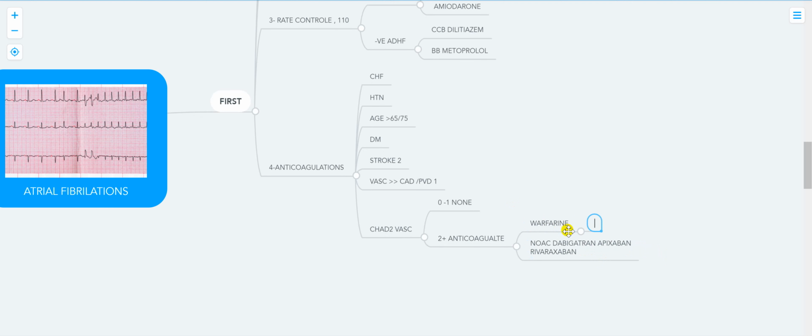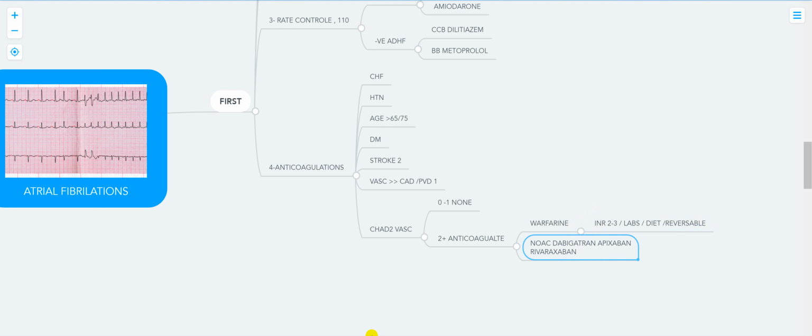What is the difference between these? The difference is that with both of them we don't need to bridge. Okay, but with warfarin we need to do an INR goal of 2 to 3, and we have to check the labs, and we have to monitor diet, right? But it's reversible. What about the novel oral anticoagulant? We don't have to monitor with INR.